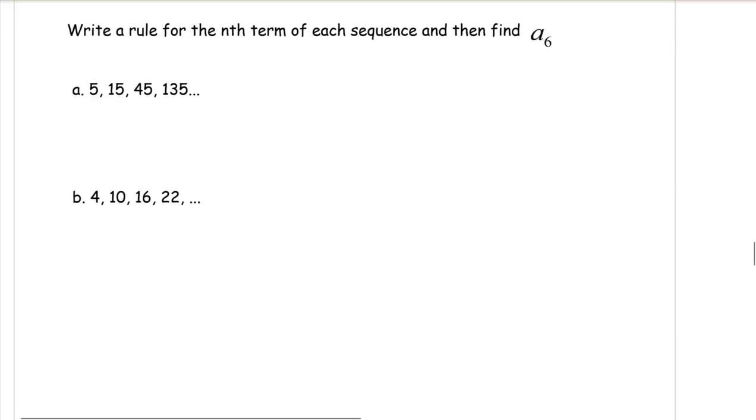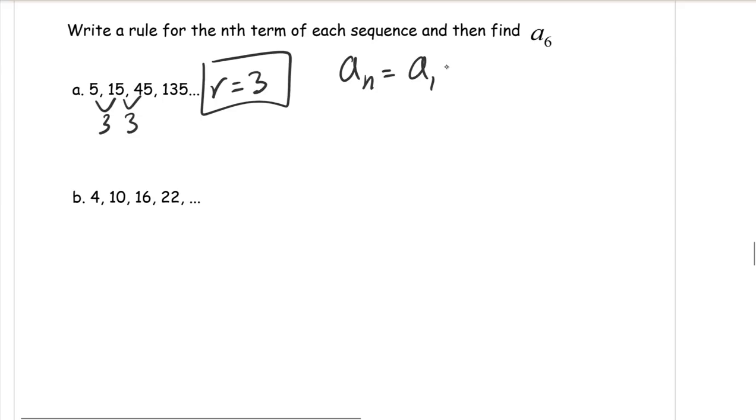Next one, write a rule for the nth term of the sequence and find the sixth term. So what's happening here? I already see we're not going to add, so we multiply by 3 and multiply by 3, so our common ratio is 3. Our general rule for a geometric sequence is a sub n equals a sub 1 times r to the n minus 1 power. So this is going to be a sub n equals the first term 5 times 3 to the n minus 1 power.